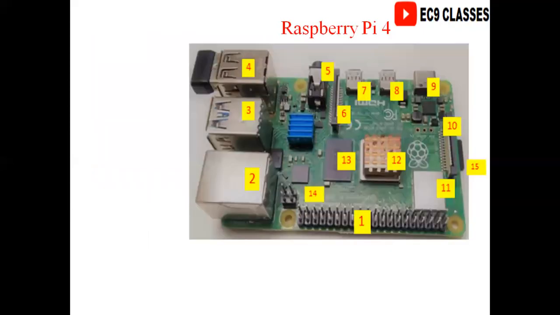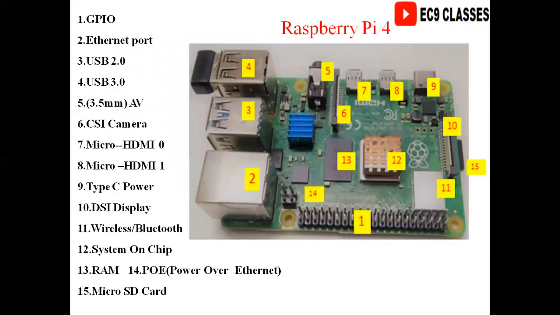Next, now let us see the components. You can observe here, this is the Raspberry Pi 4 model. Next, you can see all these 15 points. I mentioned the numbering here. First of all, it is the pin number. So this is the one. It is nothing but GPIO pins. A total of 40 pins are there. That is, general purpose input and output ports.